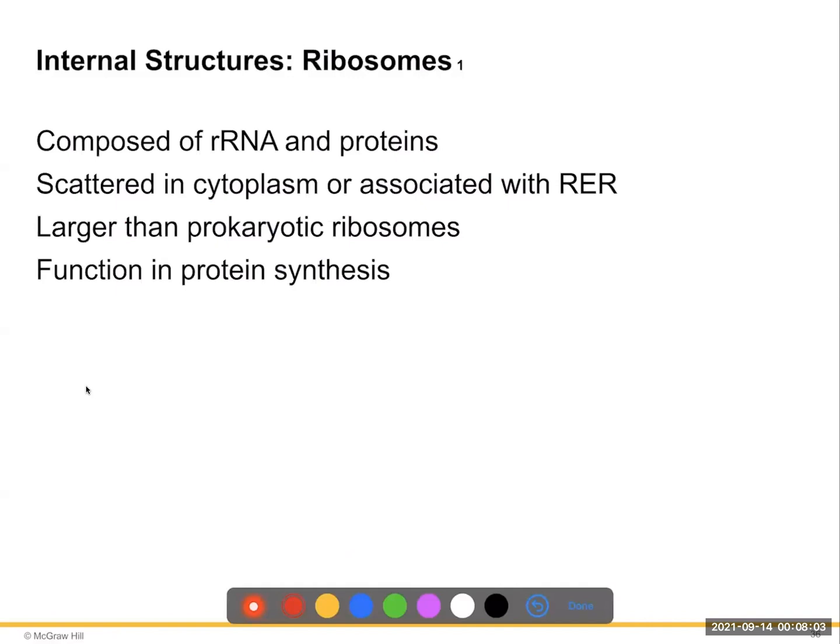Okay, they're composed of ribosomal RNA, which produces them, and proteins. Scattered in the cytoplasm, and they're associated with rough endoplasmic reticulum. So they can be associated with endoplasmic reticulum, and they can also be free-flowing throughout the cytoplasm. They don't have to be bound to the rough endoplasmic reticulum. That's what most of them are. They're larger than the prokaryotic ribosomes from prokaryotic cells, and their function is protein synthesis. That's what ribosomes do. They make protein by stapling a chain of amino acids together.